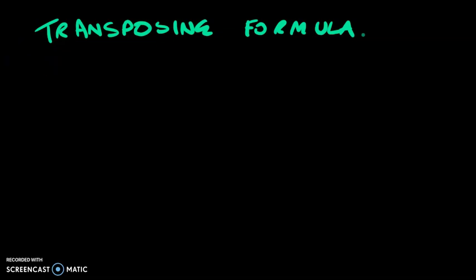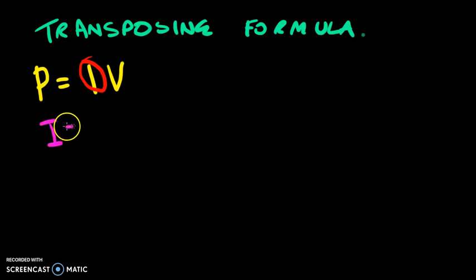So, for instance, if we have the formula P equals IV, which means that power is equal to current I times voltage V. That's all great, but what if we want to find out I? We have a problem there. I wants to be made the subject of the formula, but it's not in the right place. It's not on the left-hand side of the equal sign, and it's not on its own. It's mixed up with V.